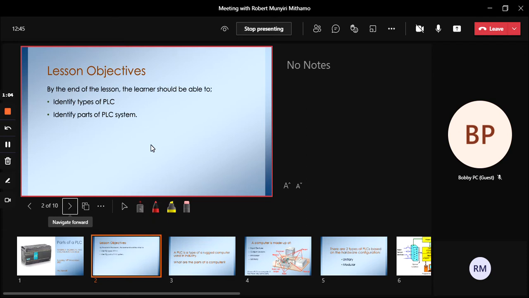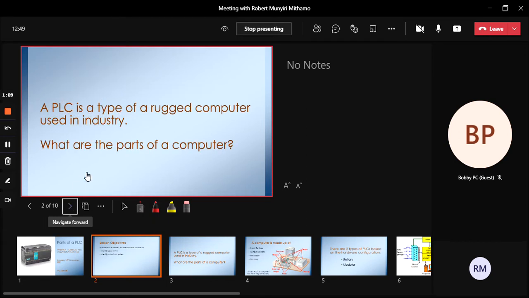So let's begin. By the end of this lesson, you should be able to identify the types of a PLC, and you should also be able to identify the parts of a PLC system. Those are the lesson objectives. So let's go right into it.